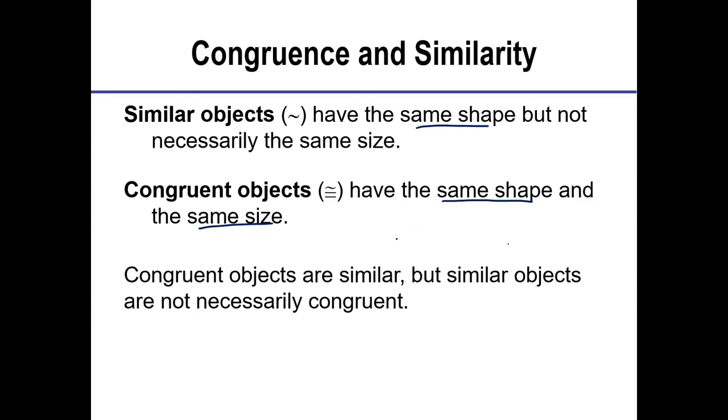Congruent objects are similar, but similar objects are not necessarily congruent. Remember, in order to be congruent, you have to have the same shape and same size. So if you are congruent, you're automatically similar. To be similar, you just have to have the same shape. So similar objects aren't necessarily congruent.